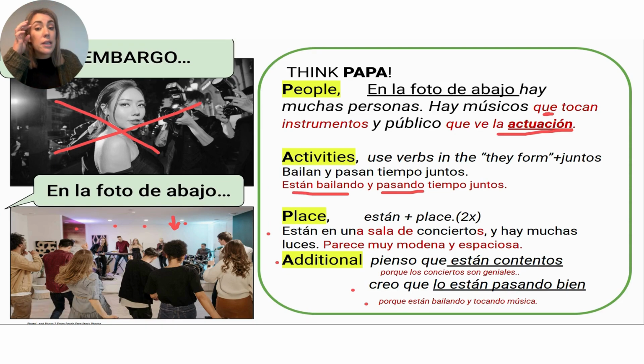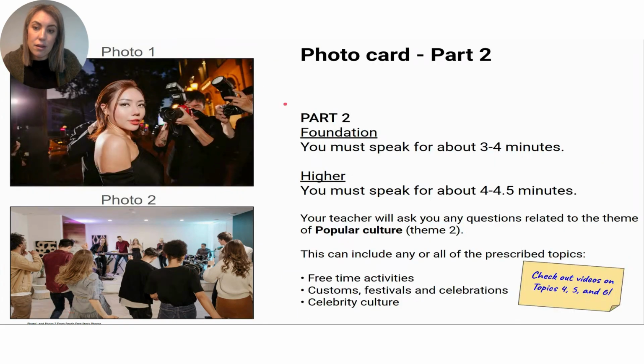And a minute and a half is perfect. You're saying a couple of things for each of the elements: people, activities, place, additional. Perfect. And then your teacher will say, bueno, y ahora vamos a pasar a las preguntas. Because this is popular culture, theme 2, you would expect questions on these topics, okay? If you would like to listen to typical questions and see if you can understand, check out my videos on topics 4, 5, and 6 to know what to expect after the photo card section, okay?